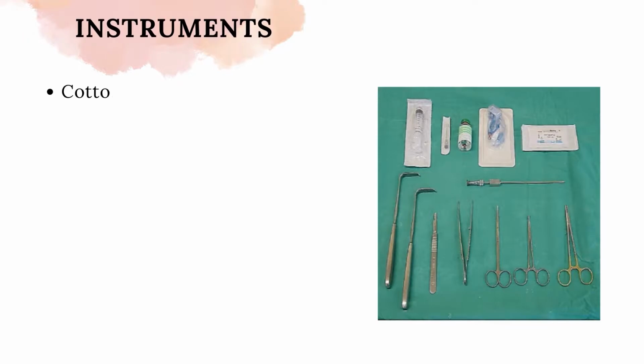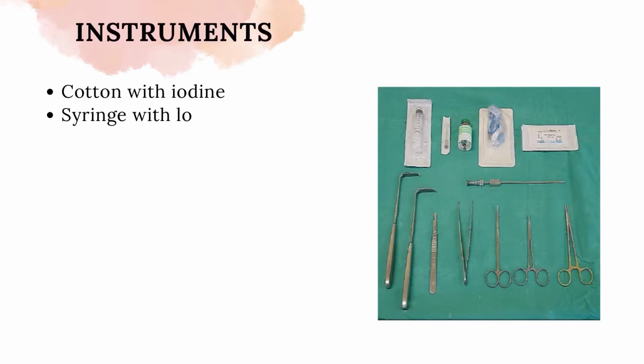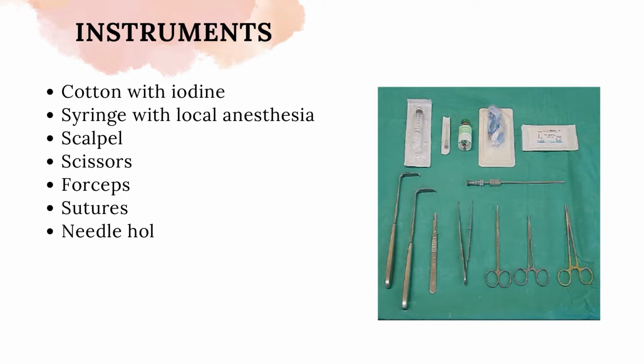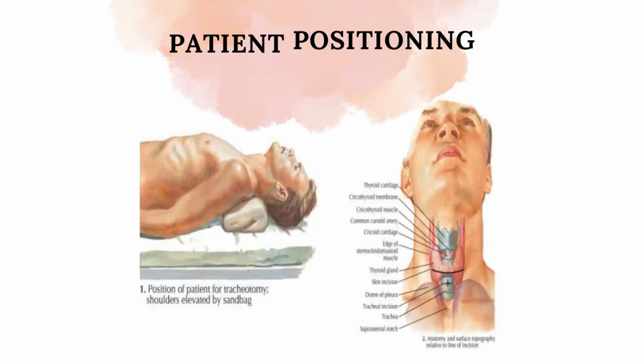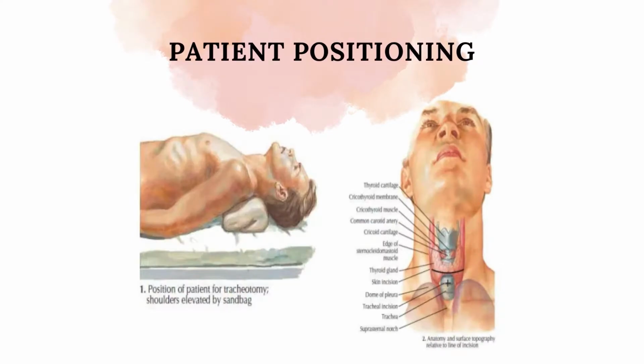Prepare the necessary instruments, which are the following: cotton with iodine, syringe with local anesthesia, scalpel, scissors, forceps, sutures, needle holders, retractors, tracheostomy tube, suctioning apparatus with a trach tube tie. For the patient position, if no contraindication exists, the patient should be positioned with the neck in extension. This elevates the larynx and brings up to 50% of the proximal trachea into the neck.